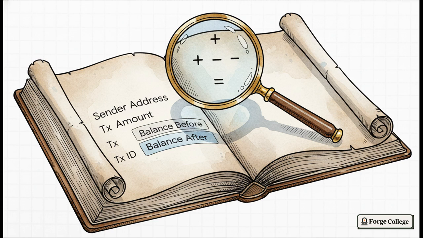But check out this magic duo, balance before and balance after. By including both of these, we are giving auditors and automated bots the ability to mathematically verify state transitions entirely from the logs themselves. They can just look at it and say, okay, the balance before plus this new deposit perfectly equals the balance after. Boom, instant mathematical peace of mind.